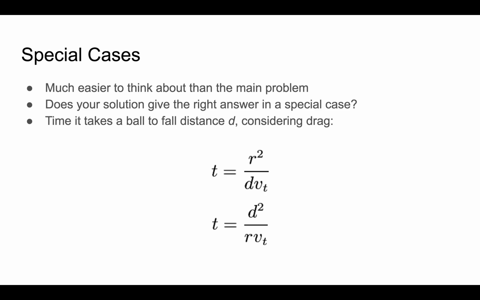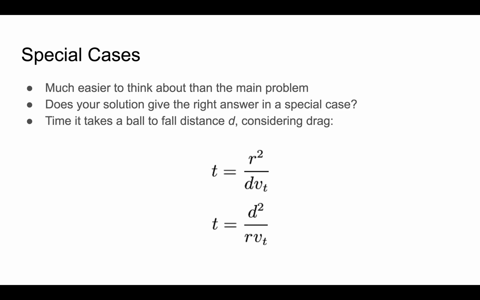So if the distance is 0, then we have t equal to r squared over 0 times v sub t, which is equal to r squared over 0, and dividing by 0 is not allowed. It gives us infinity or undefined, depending on how you think about it. And neither infinity nor undefined are equal to 0, so clearly that's wrong. But the second formula, t is equal to d squared over r times v sub t. If d is equal to 0, then we get t is equal to 0. So that is what we would expect with the special case.